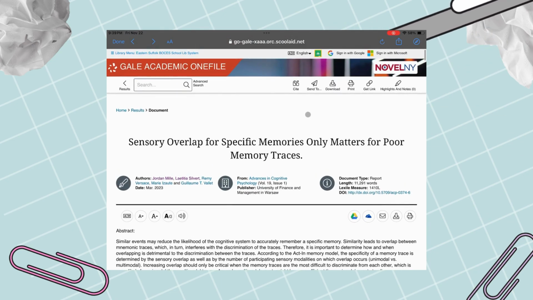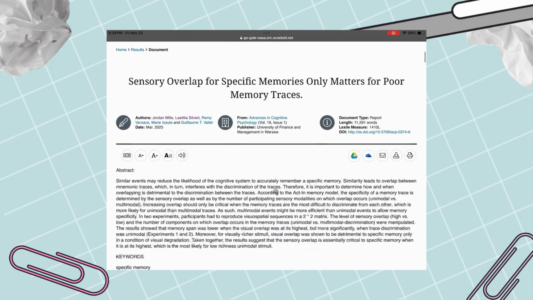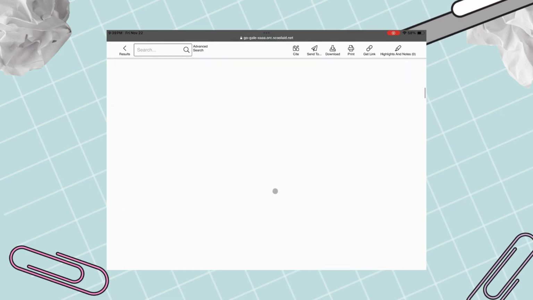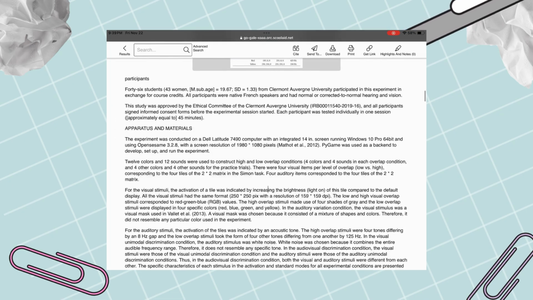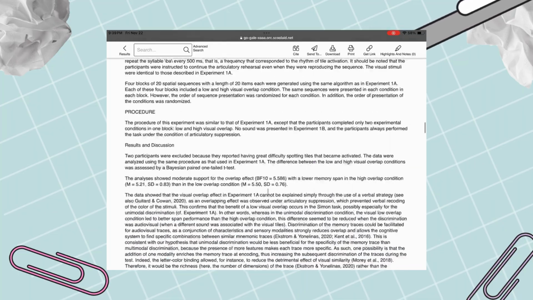So now I'm going to look at a journal article called Sensory Overlap for Specific Memories Only Matters for Poor Memory Traces. My first criteria is the author credentials. There are several authors for this article, which I researched previously, and they all have degrees related to this field and have made several other publications related to this, so they are credible.